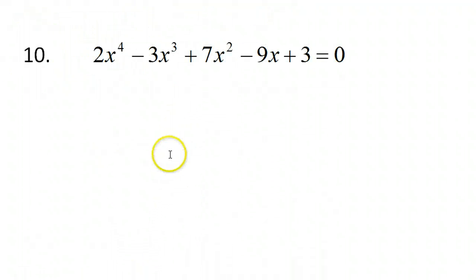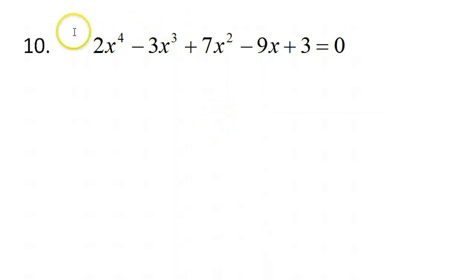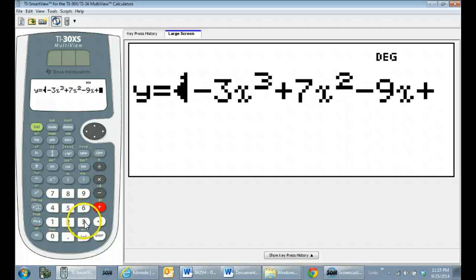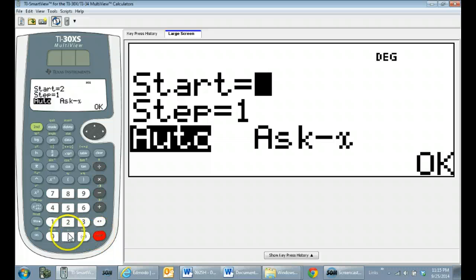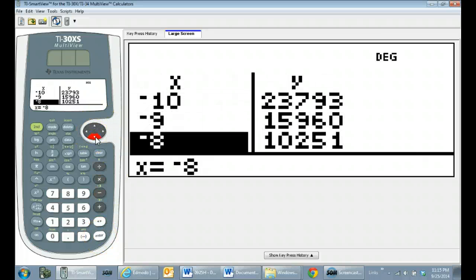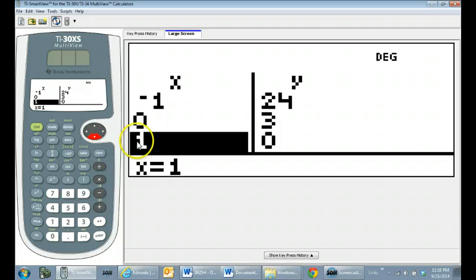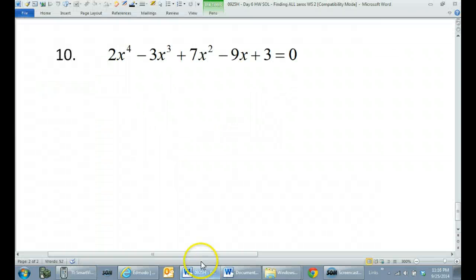So let's go and do the last one. Alright, because this is getting redonkulous. There are too many of these for any kind of grouping, so let's consult the calculator and see what we can find out. Okay, so I've typed in the calculator. I always start at negative 10 because the zeros rarely go beyond that. And I can just scroll down from there, looking for zeros on the y side. And there's 1. So let's use that.